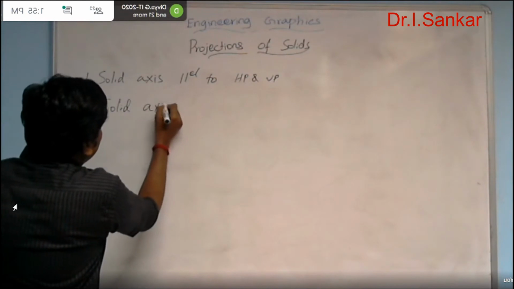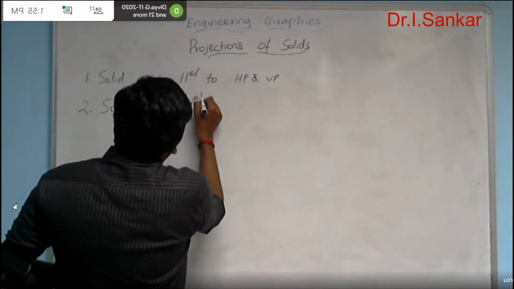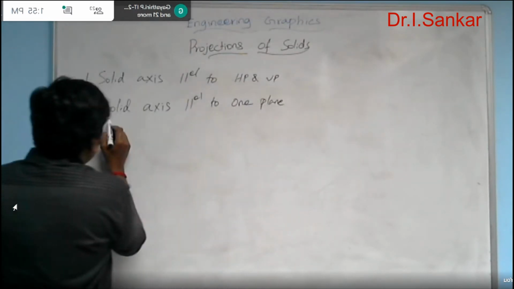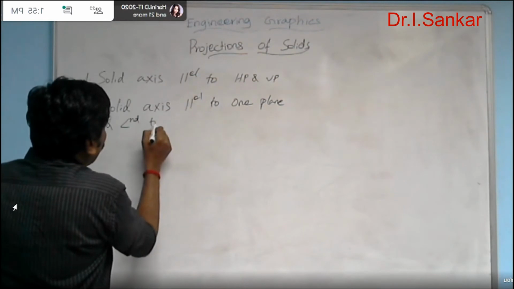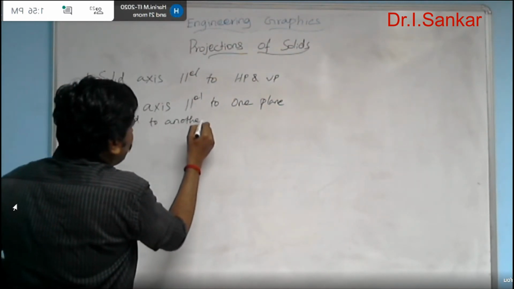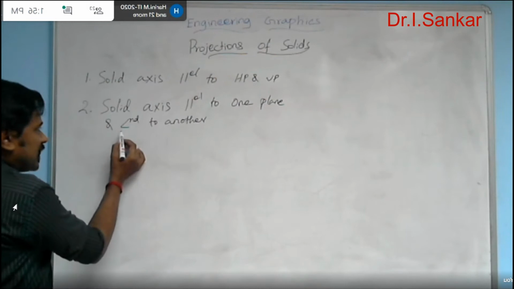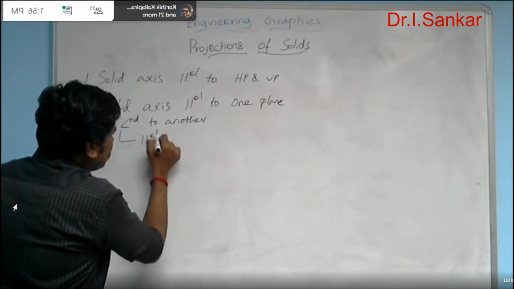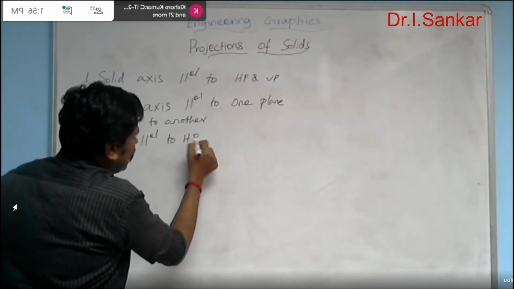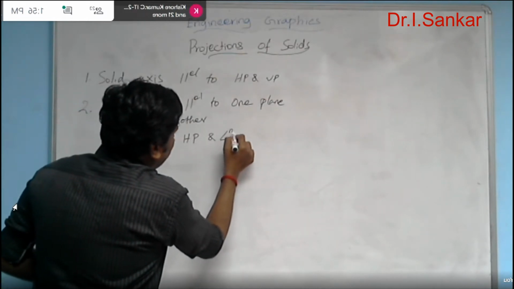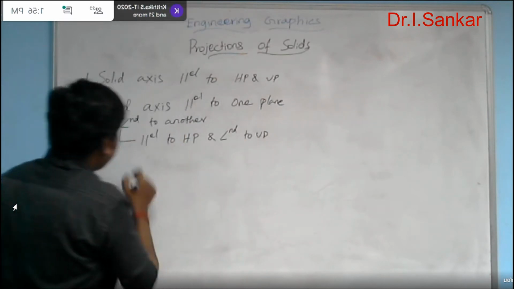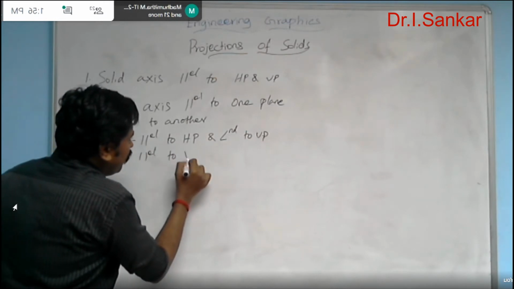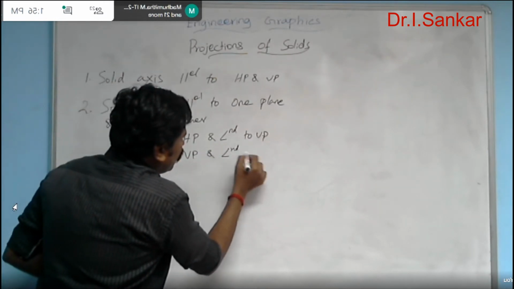solid axis parallel to one plane and inclined to another. This is actually the second case. The second case may be further divided into two variants, that is solid axis parallel to HP and inclined to VP, and then solid axis parallel to VP and inclined to HP.